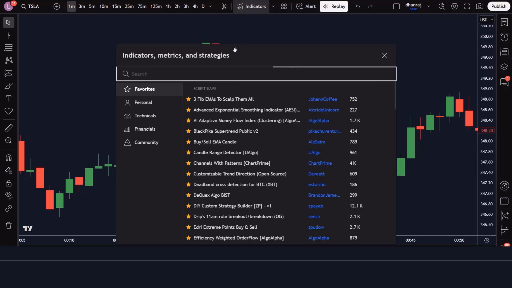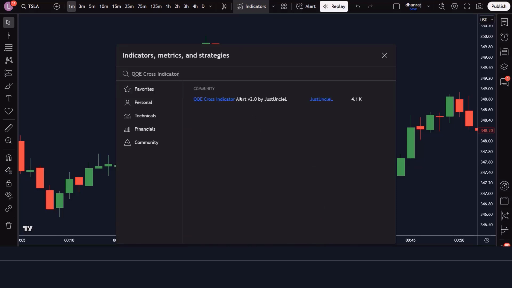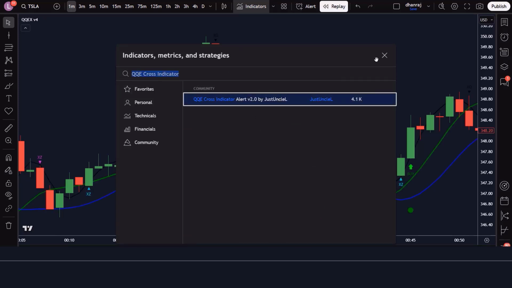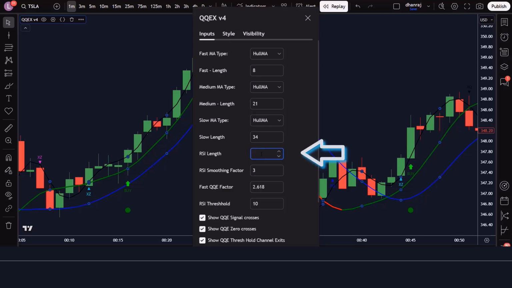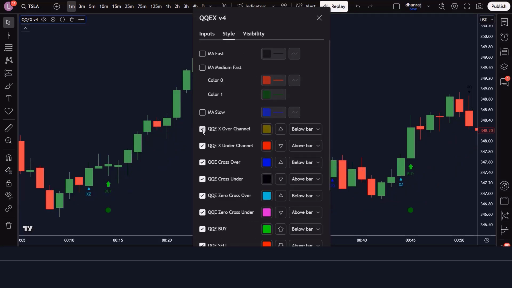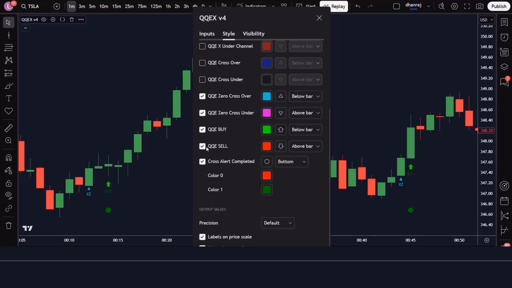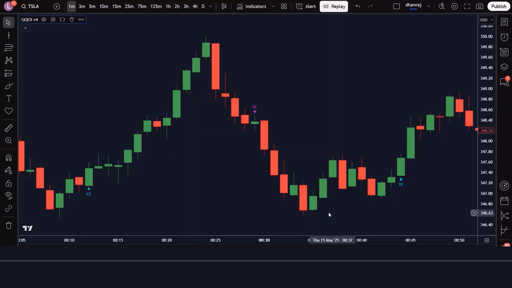First of all, we will search the QQE cross indicator in the search box of TradingView. After that, we have to click on the QQE cross alert option, in which we have to change some settings. We have to change this RSI length option from 6 to 3. We have to change this RSI smoothing option from 3 to 8. We have to keep this option hidden. After that, we have to apply another indicator on the chart.